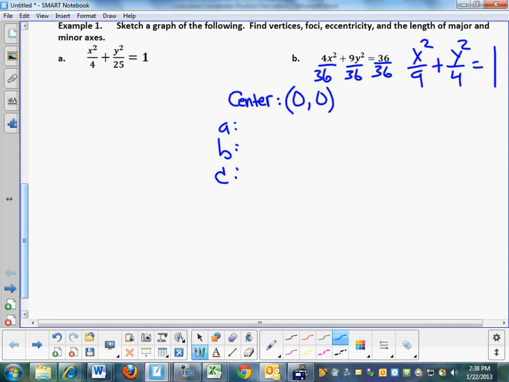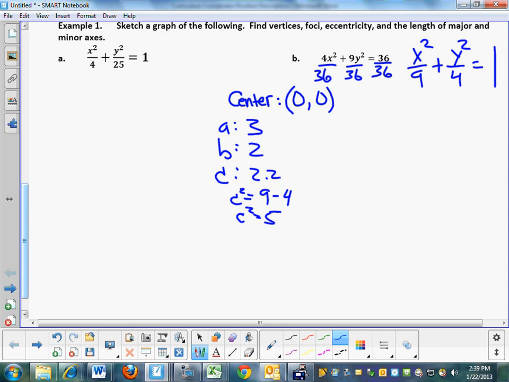Identify that it's stretched horizontally. That means that A is the bigger number here, which is 3. B would be 2. How do I figure out C? C squared is equal to 9 minus 4, so C squared is equal to 5. The square root of 5 is what, like 2.2? Something like that. 2.21. Who knows? We'll just make stuff up.